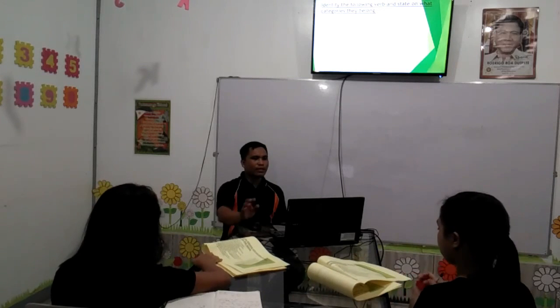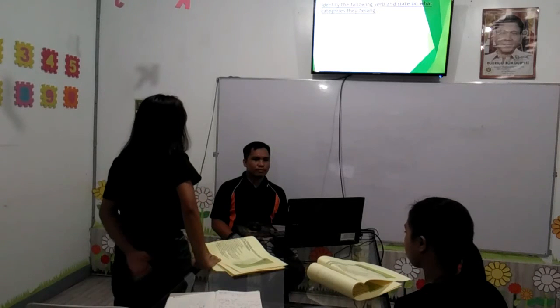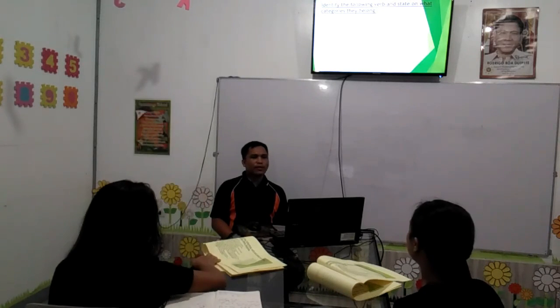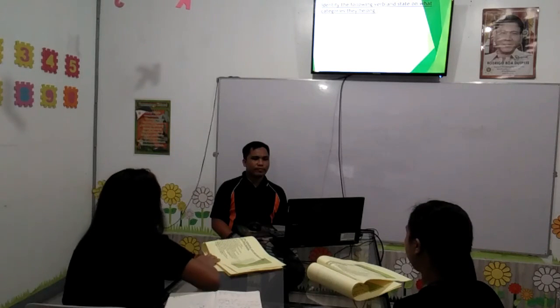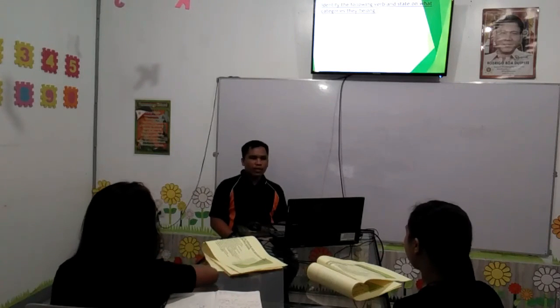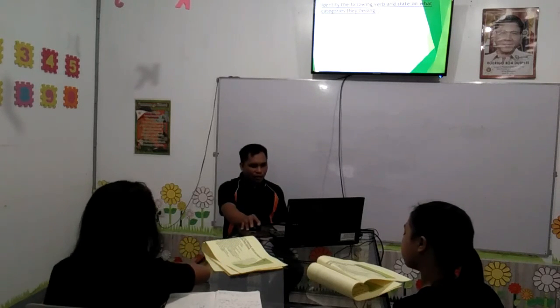Number 14, can you read, April Joy? We eat dinner then walk around the park. What are the verbs in the sentence? Eat and walk. And in what category? Physical actions.